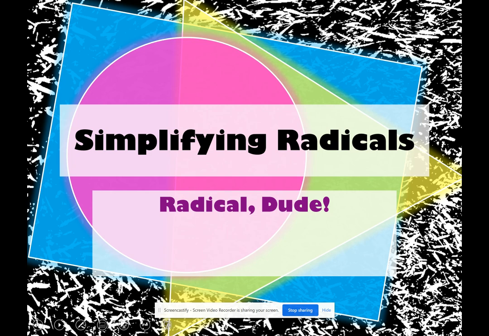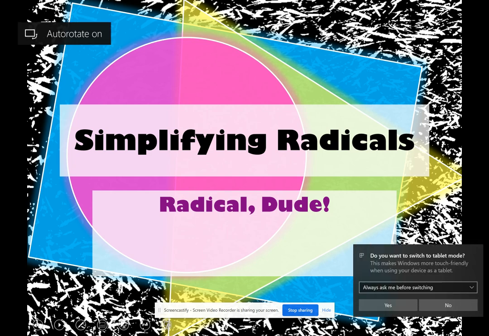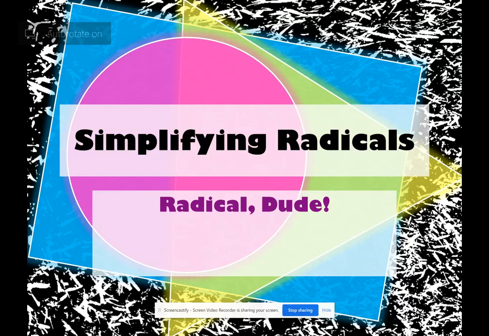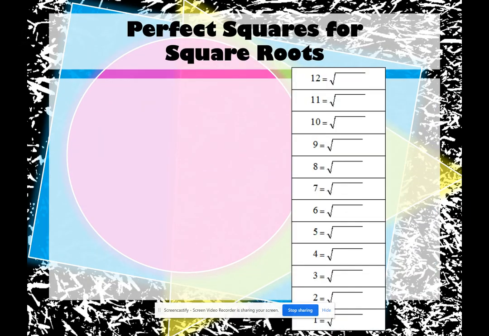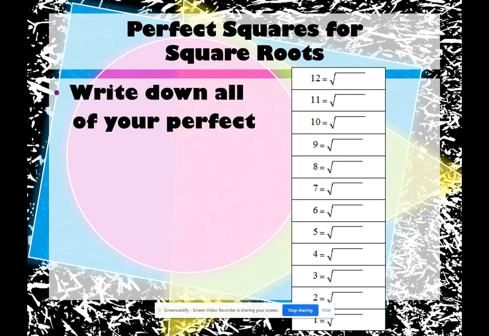Hi guys, today we're going to go over simplifying radicals, and a radical is just another way of saying square root. So we normally start with perfect squares. Now a perfect square is a number that when you square root it, you get a whole number. And let's go ahead and try to write down all of your perfect squares up to 12.